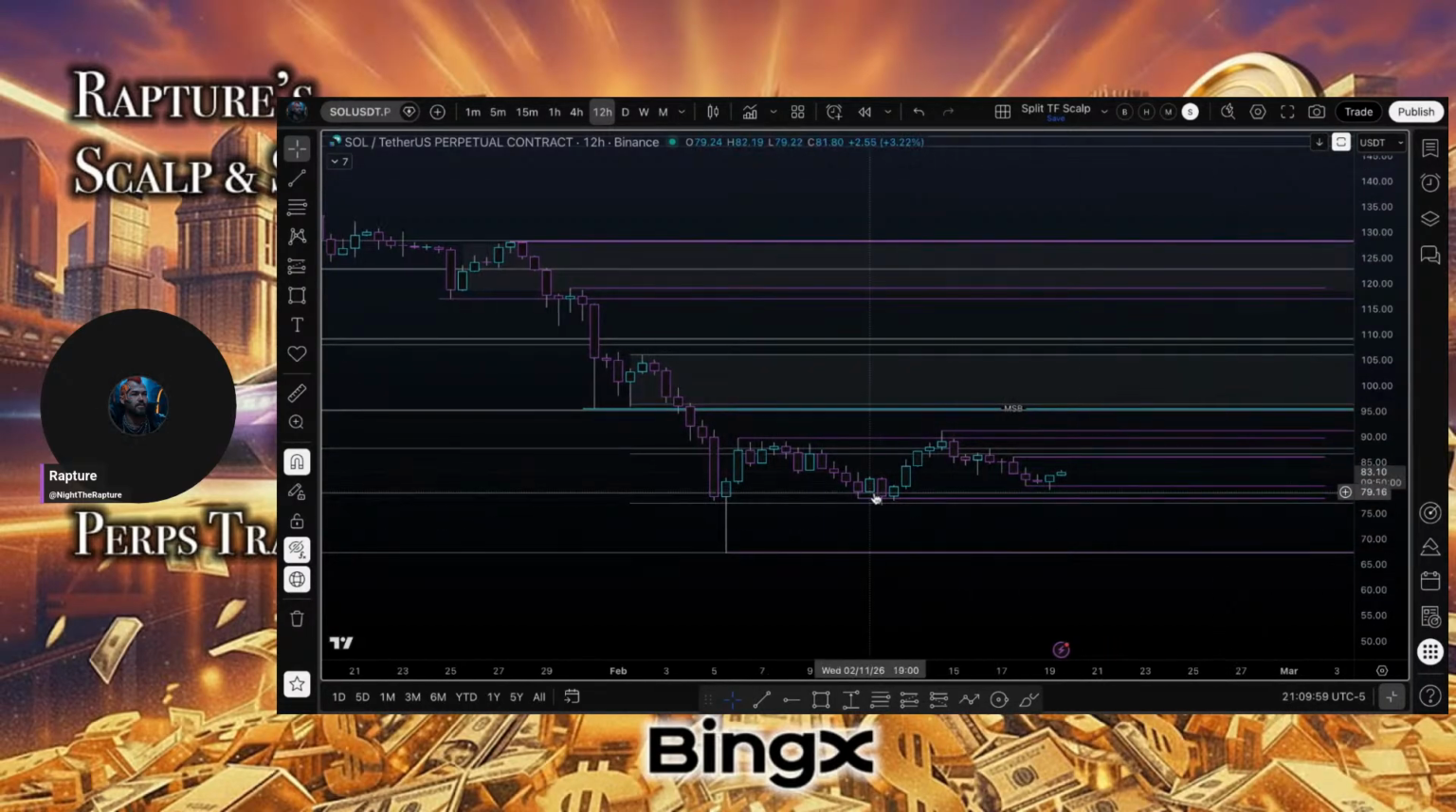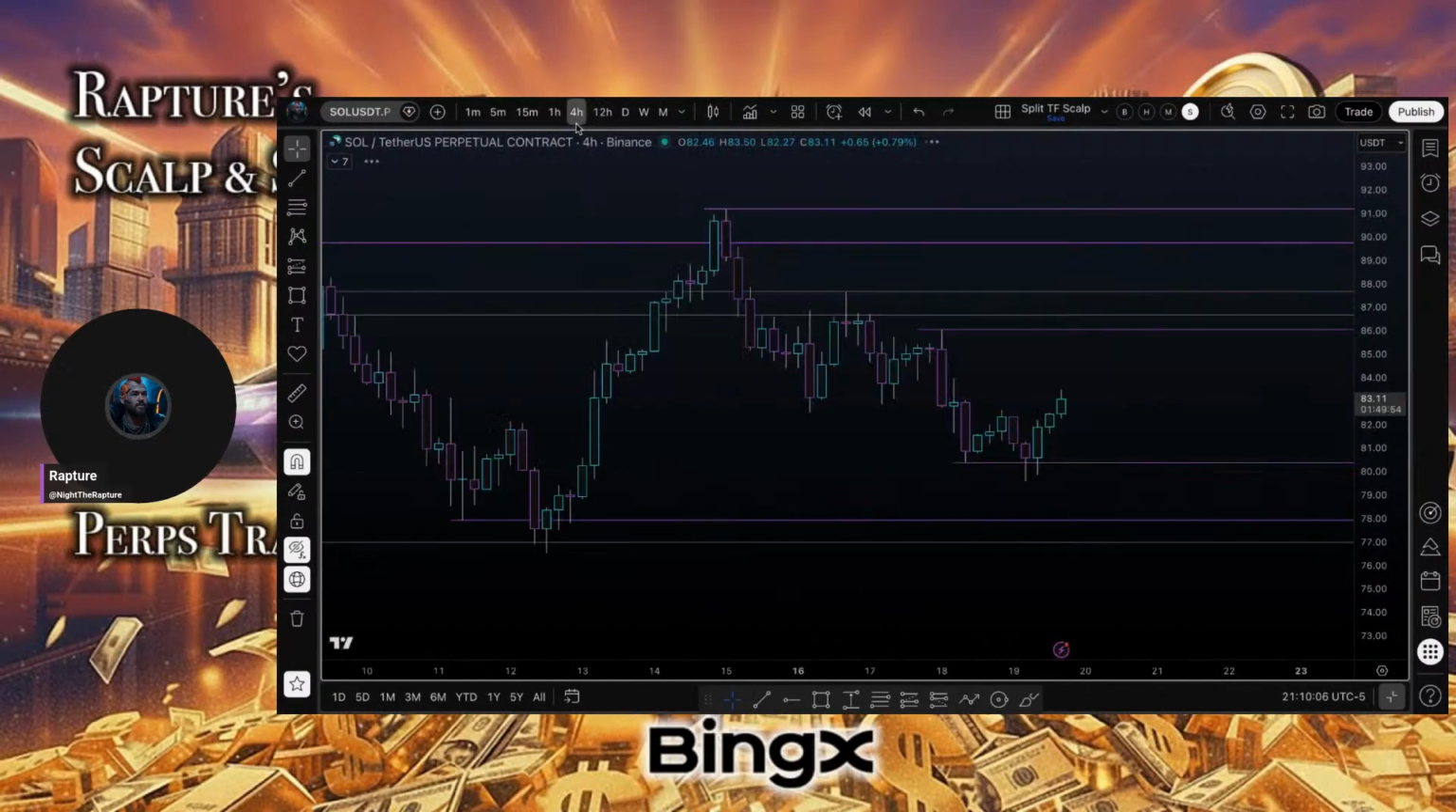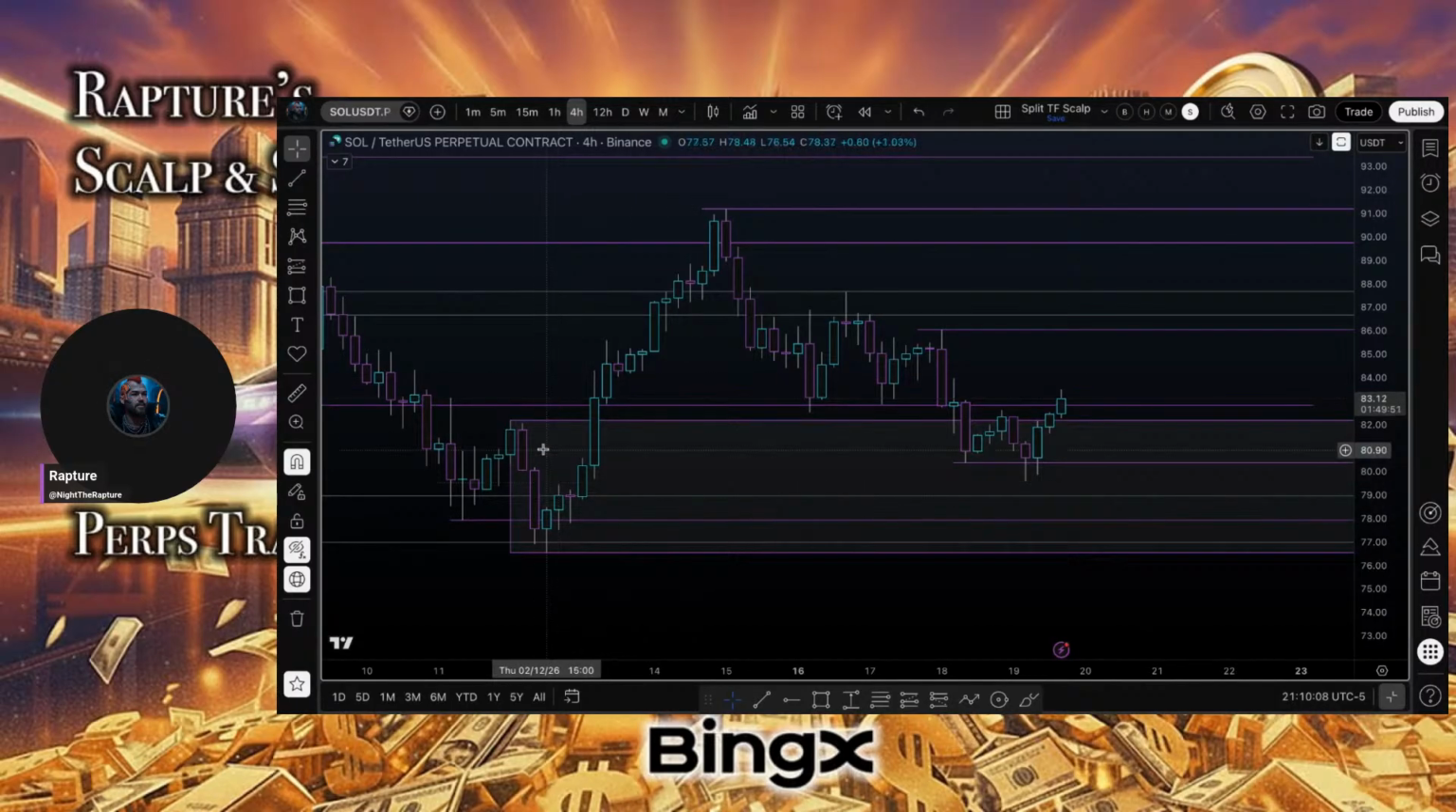Right here, we had an H12 SFP right there. Then we had an H4 breaker. This is the swing high that creates the H12 SFP. You flip it, turns into a bullish breaker. Now we're saying to ourselves, this is our target zone, right? The breaker is our target zone. This is the trade setup. Signal is the H12 SFP. Setup is the H4 target zone.